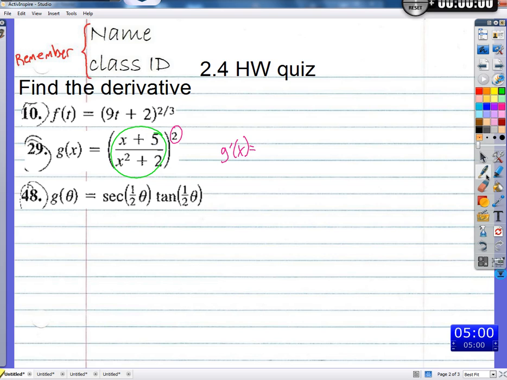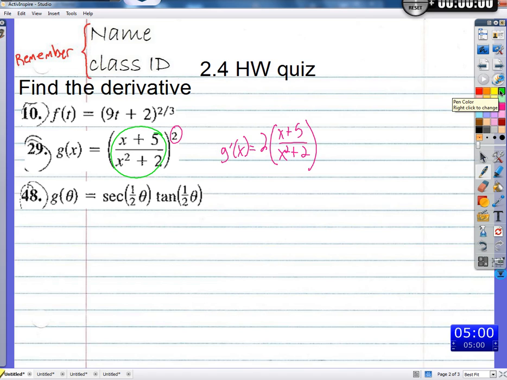All right, so we start with the outside function, yes? Okay, and then we take the derivative of something squared. If we take the derivative of something squared, how does that go? To u, whatever u represents, 2u to the first. So 2 times u to the first. Then we multiply by the derivative of the inside function, which we need what? We need the quotient rule.